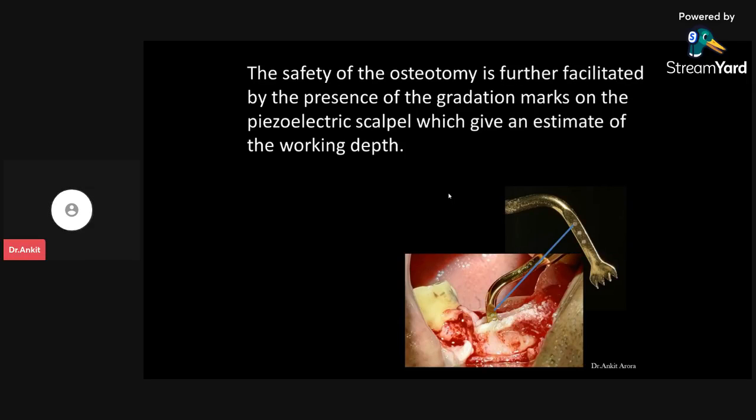If we need to put a 6 mm implant in cases of sinuses, we need to stop precisely at 5 mm, that is 1 mm below the sinus membrane, so that we can lift the sinus and put our implant. So in such cases, these piezoelectric scalpel insert gradations are very important and guide us, as well as prevent us from making blunders at the surgical site.